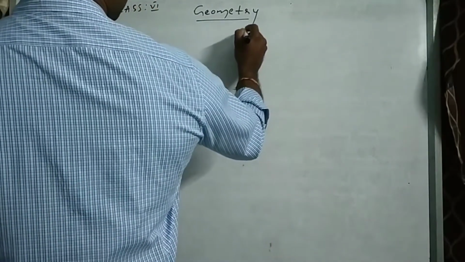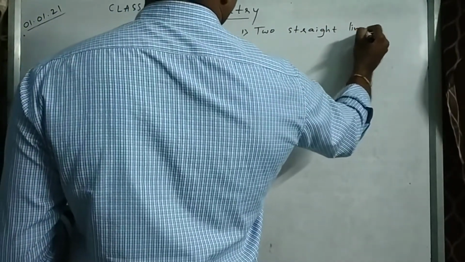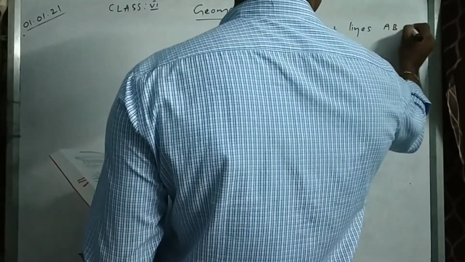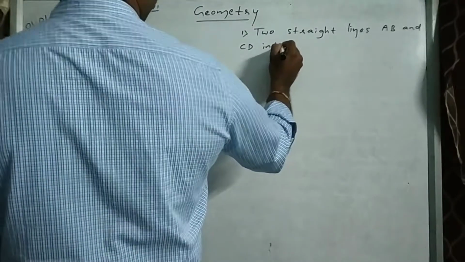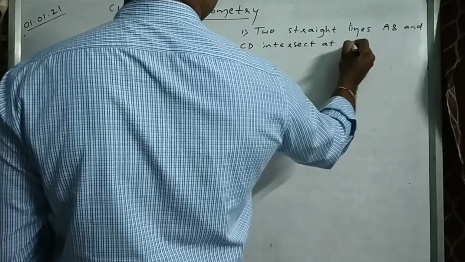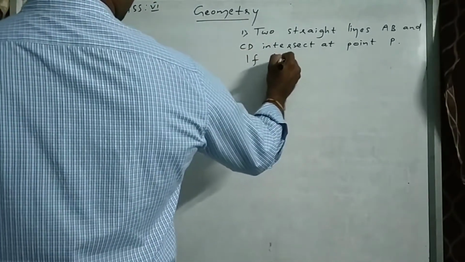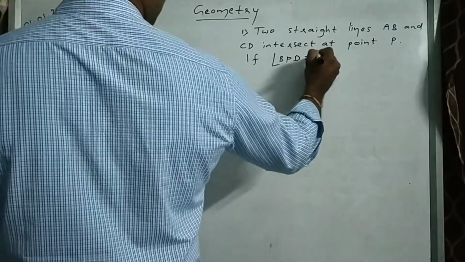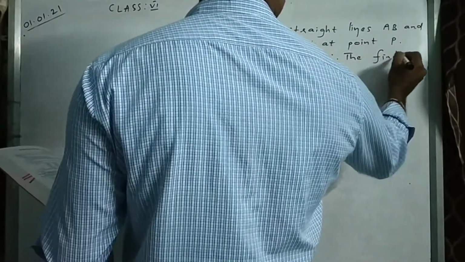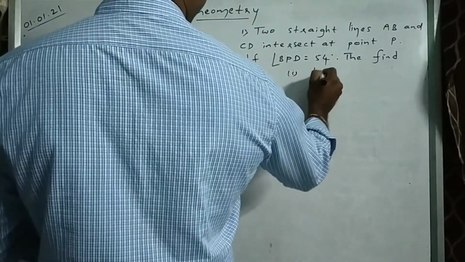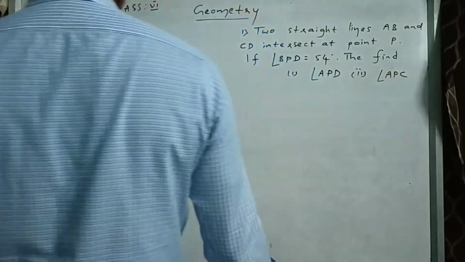First question. Two straight lines AB and CD intersect at point P. If angle BPD equals 54 degrees, then find angle APD, and second, angle APC. The diagram is like this.